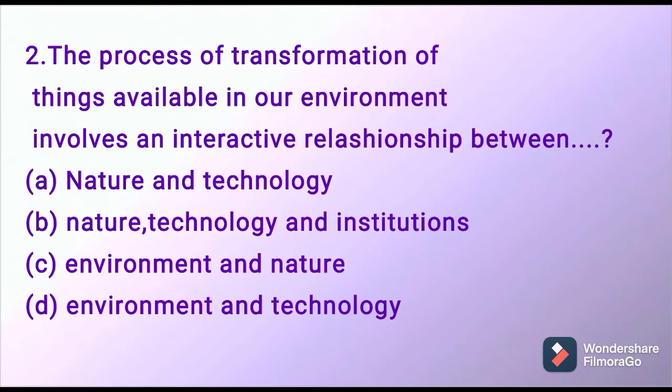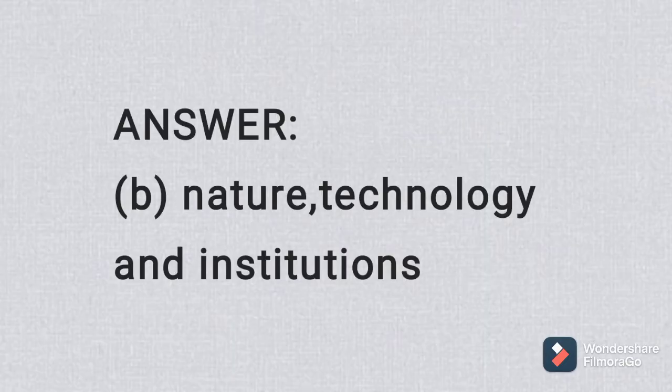Second question. The process of transformation of things available in our environment involves an interactive relationship between option A, nature and technology, option B, nature, technology and institutions, option C, environment and nature, option D, environment and technology. And the answer is option B, nature, technology and institutions.